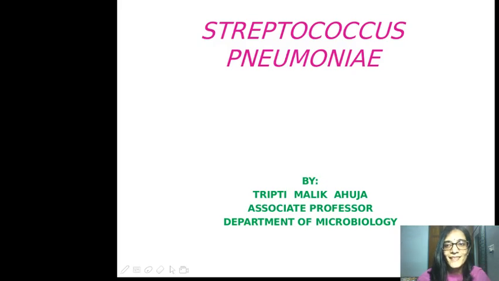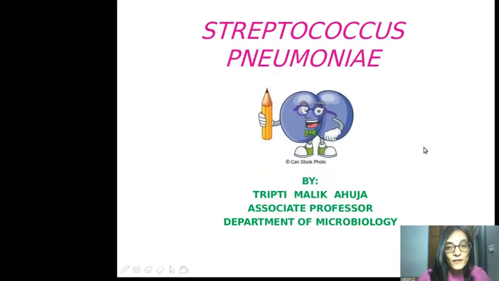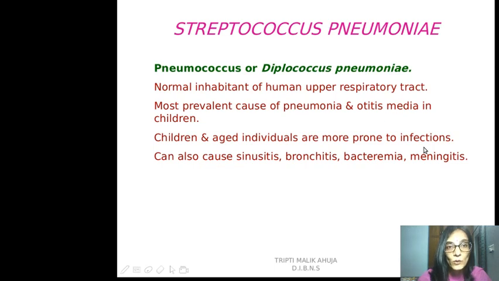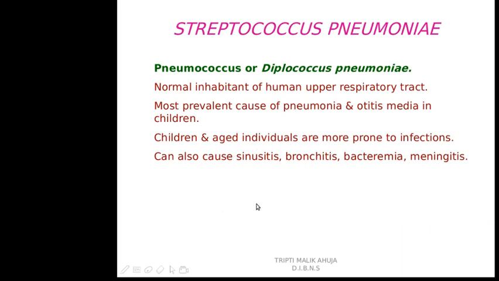Hello students, this lecture is about Streptococcus pneumoniae. This bacteria is the most common prevalent cause of pneumonia among the bacterial pathogens. Hence, it is commonly called pneumococcus, also known as Diplococcus pneumoniae. This is present as the normal microflora of the nasopharynx in healthy individuals. It also causes otitis media, sinusitis, bronchitis, bacteremia, and meningitis.